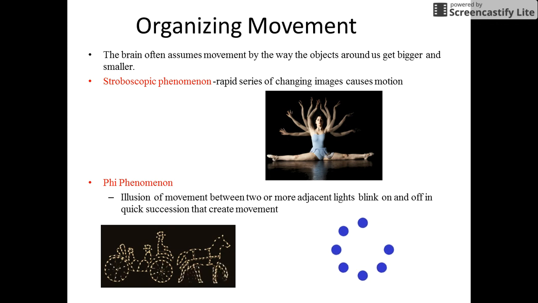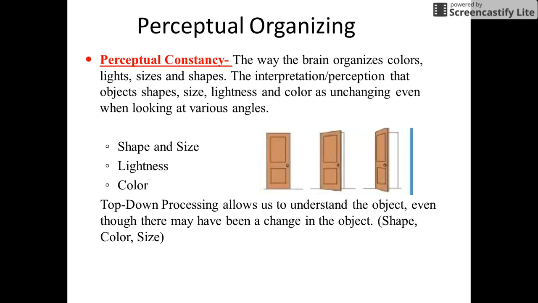The phi phenomenon is another illusion that helps us understand movement or see movement. It's the illusion of movement between two or more adjacent lights blinking on and off in quick succession to create movement. So these are lights clicking on and off, which helps us identify that things are moving in the environment. Again, here's another image that the horse is moving by using lights blinking on and off.